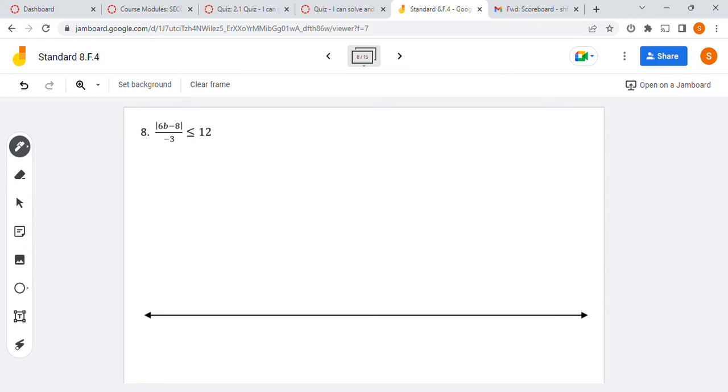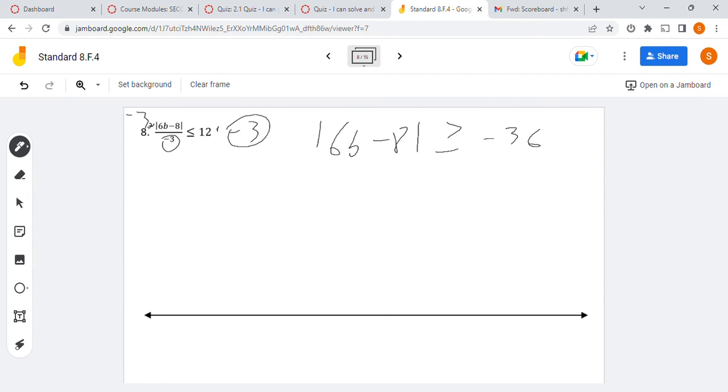So we're going to get rid of this -3 down in the denominator by multiplying by -3 on both sides. That would give us the absolute value of 6b minus 8 is greater than or equal to, because we just multiplied by a negative number, and that would be -36.